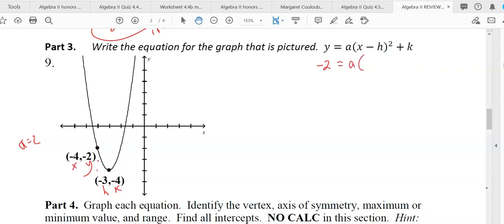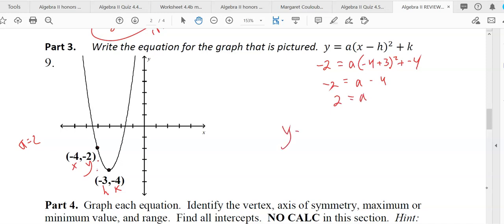a, x is 4, minus h, so minus a negative 3, plus 3, plus negative 4. Okay. Solve that, so it's negative 1 squared, which is positive 1. So we get negative 2 equals a minus 4. Add 4, you get 2 equals a, which is what we expected.